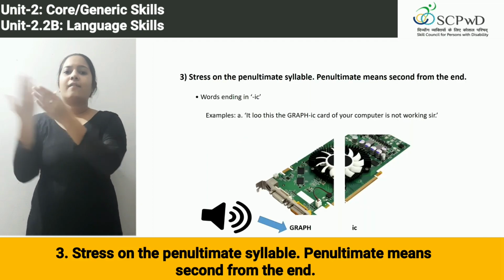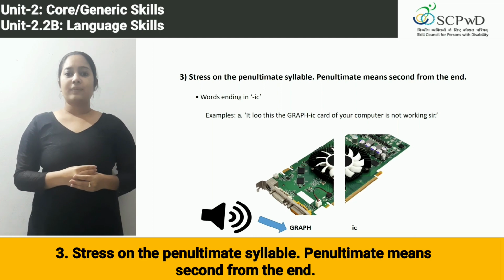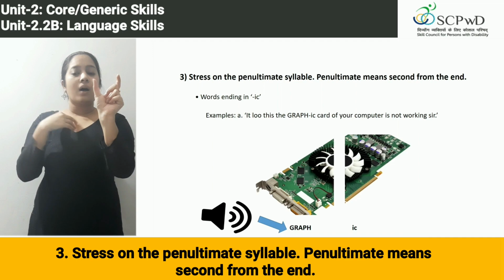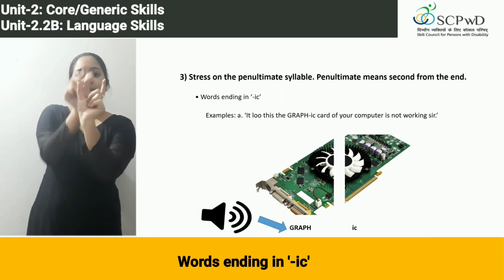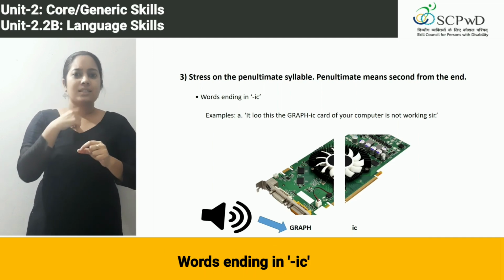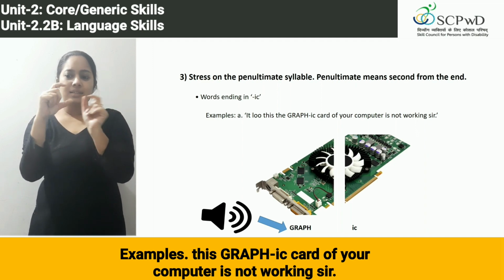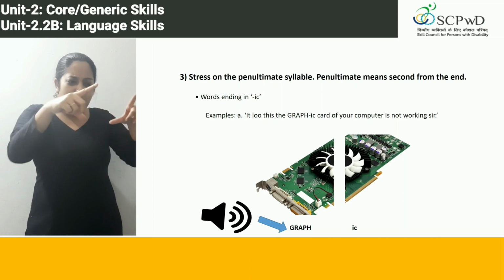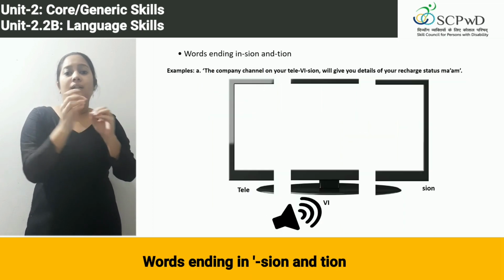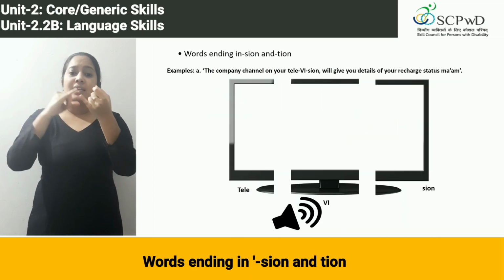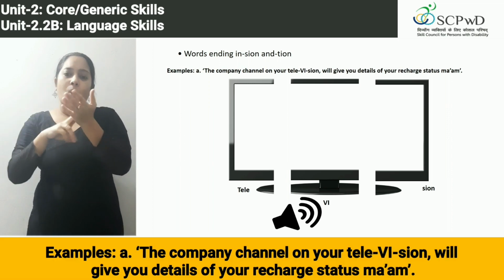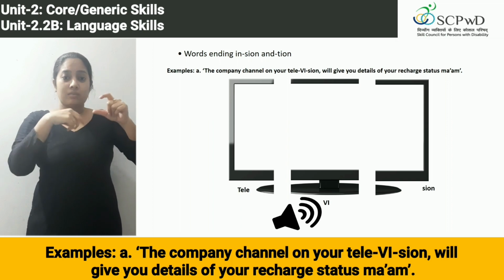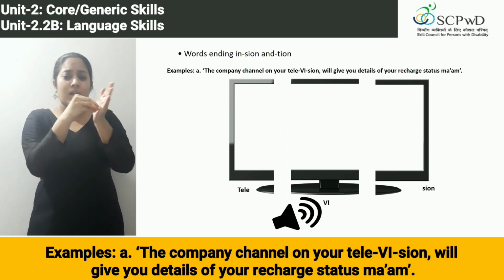3. Stress on the penultimate syllable. Penultimate means second from the end. Words ending in IC. Example: A. This graphic card of your computer is not working, sir. Words ending in SION and TION. Examples: A. This company channel on your television will give you details of your recharge status, ma'am.